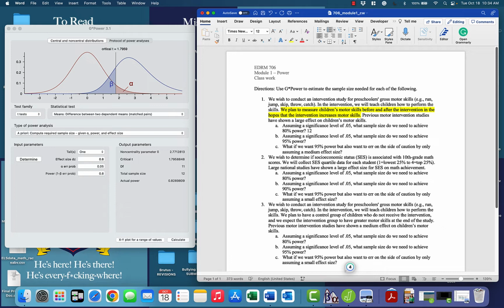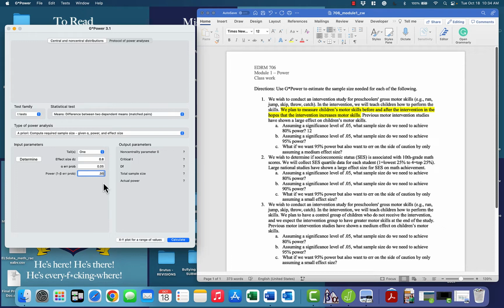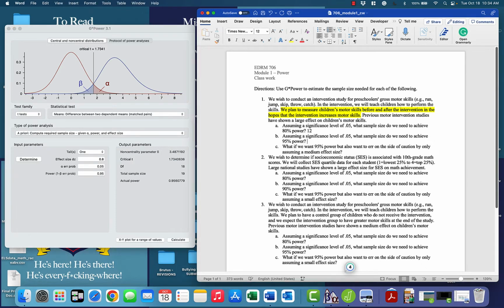But as we've talked about, 80% power might not sound that great to us, right? So in question 1, part B, what happens to the sample size if we want to achieve 95% power? So let's go in here to our power and change this to 0.95. Do you think that the sample size is going to increase or decrease? And hopefully after the lecture, you're thinking that we're going to need more preschoolers. And you're right, going up to 95% power, we would now need 19 children in our study.